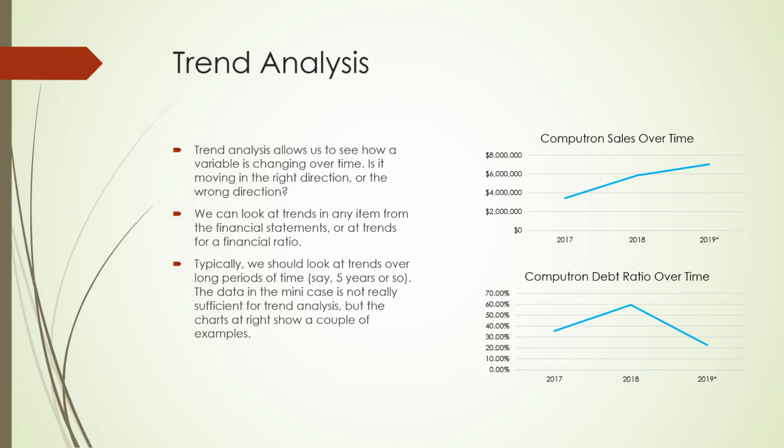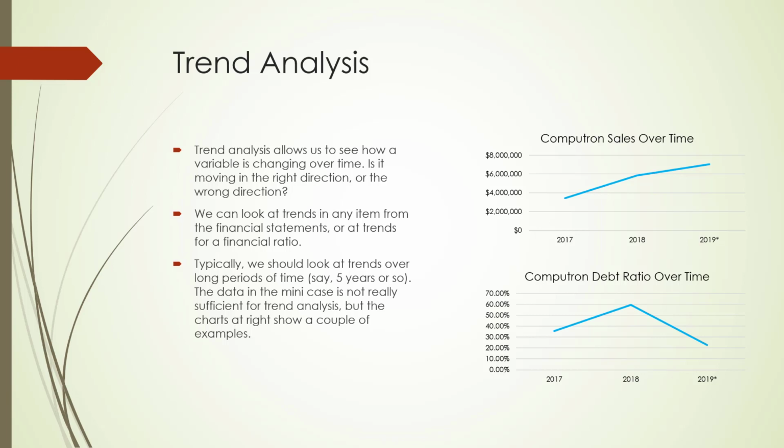And we'll just go through these quickly, but the first one is trend analysis. So all we do here is we take some variable from the income statement, the balance sheet, or perhaps a financial ratio, and we chart it over time. And we may create a chart which has several of these items so that we can compare them. In this case, I'm showing you 2 trend lines. We have sales over time and the debt ratio over time.